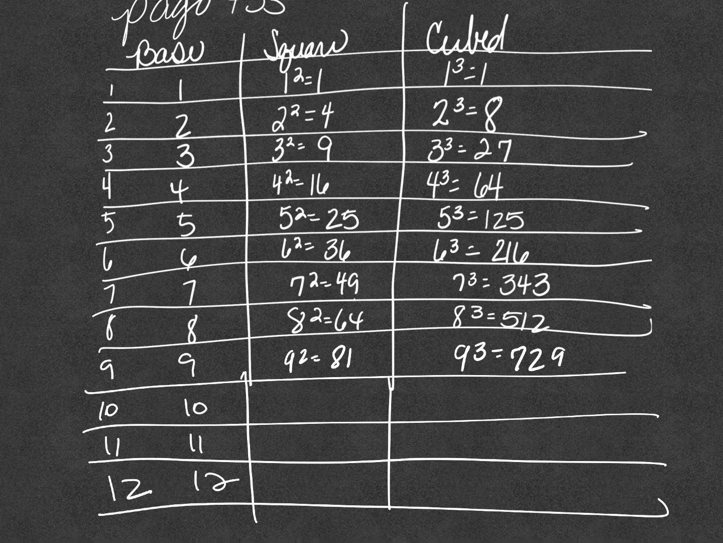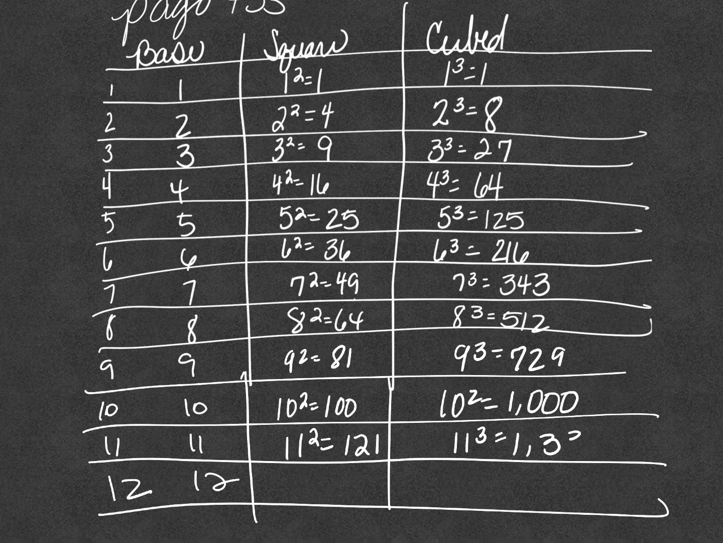All right, 10 squared is 100. What about 10 cubed? 1,000. You just add on your zeros, right? How about 11 squared? 121. How about 11 cubed? 1,331.